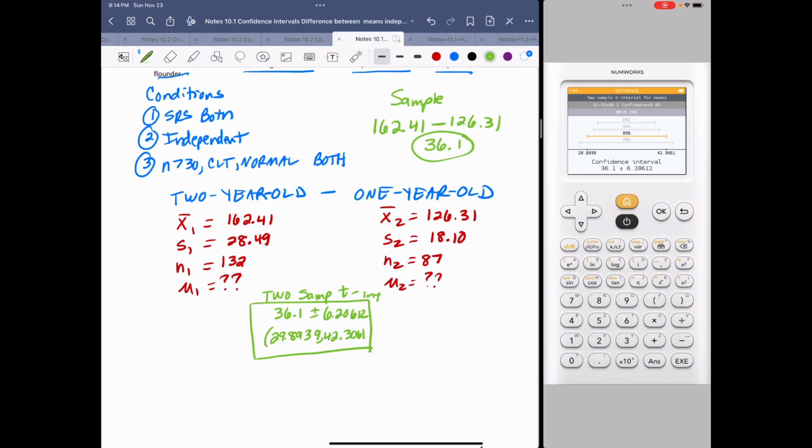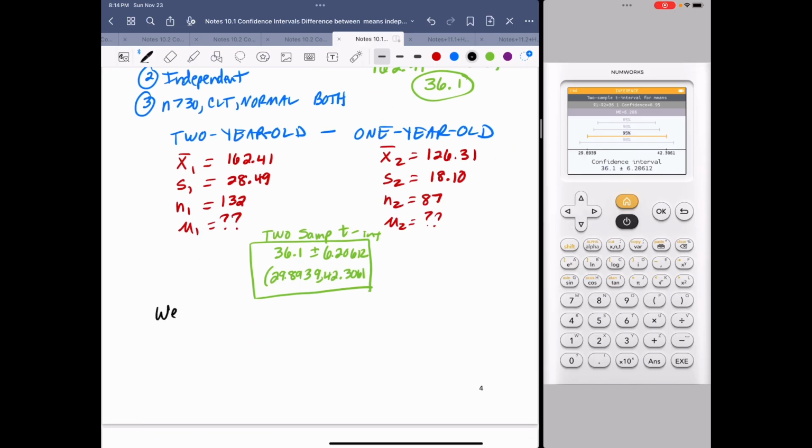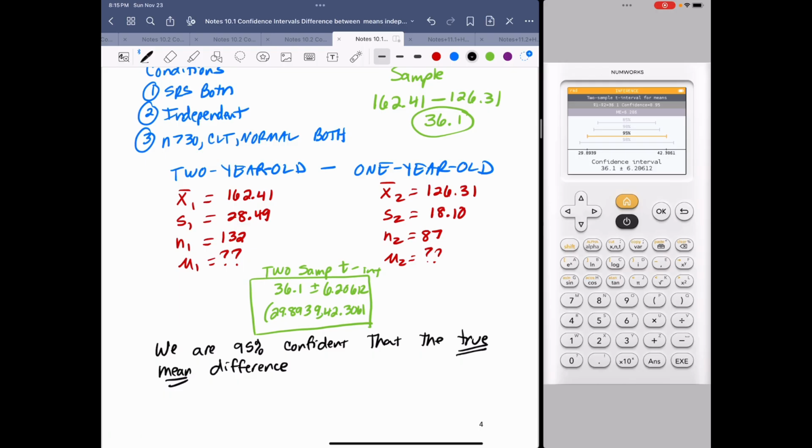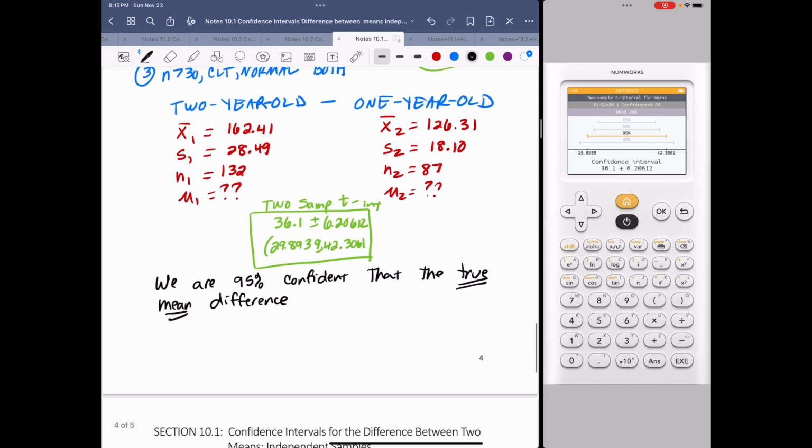All right. And here's what I'm going to give as my conclusion. I'm going to say we are 95% confident that the true mean difference, now this time you got true mean because you want population mean and you're taking a difference. That's the difference of the two samples, just like when we talked about that 36.1. The true mean difference is between 29.8939 and 42.3061 millimeters.